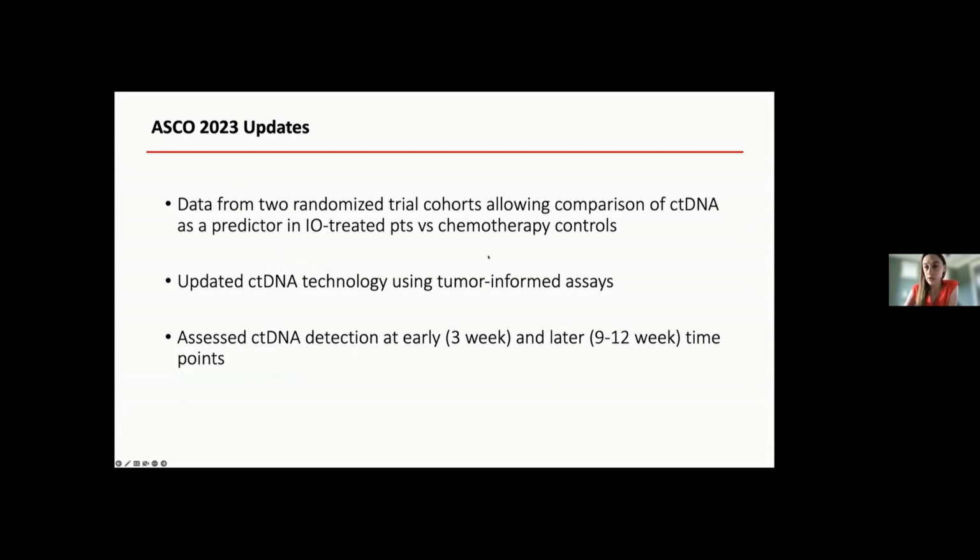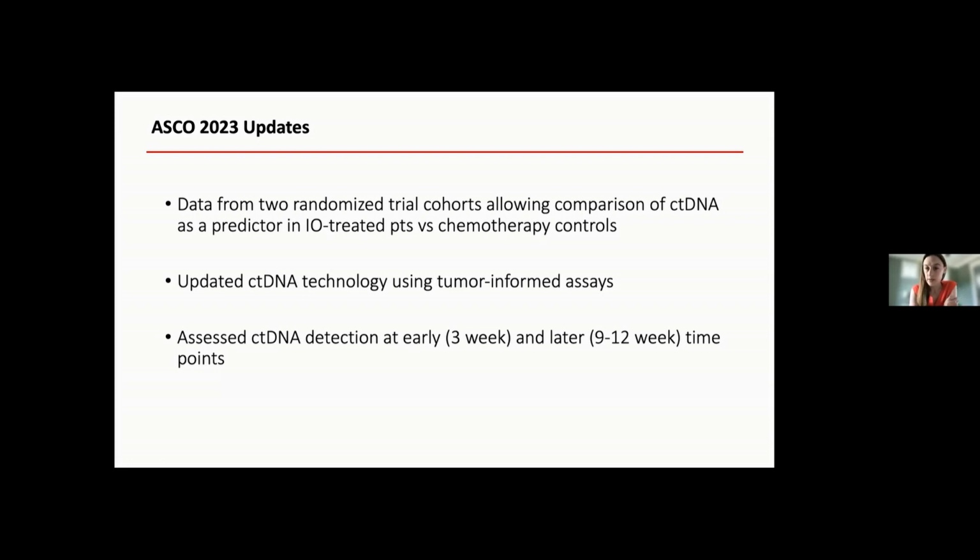So the two poster presentations that I wanted to discuss were two studies that looked at data from randomized clinical trials, so kind of nice, clean trial data. That included patients who were treated with immunotherapy, but also patients treated on the chemotherapy control arm. So this allows us to look at ctDNA dynamics on immunotherapy as well as on chemotherapy. The other kind of novel aspect of these studies is that they used tumor-informed ctDNA assays.